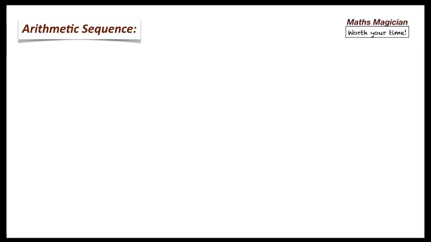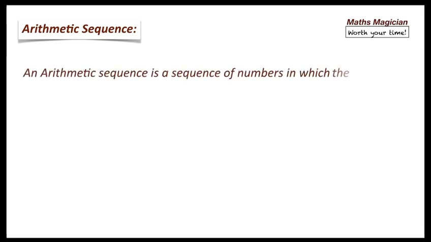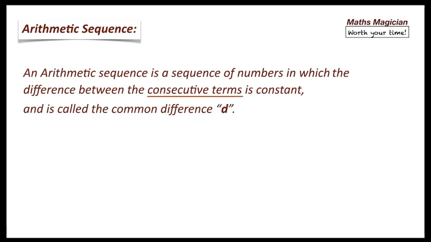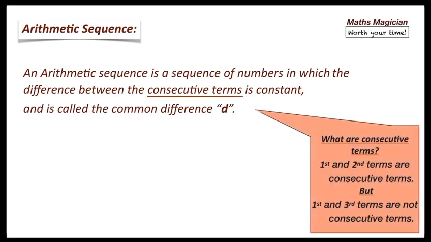Arithmetic sequence. An arithmetic sequence is a sequence of numbers in which the difference between the consecutive terms is constant and is called the common difference D. Now, what are consecutive terms? Terms that are next to each other are called the consecutive terms, and so first and second terms are consecutive terms, but first and third terms are not consecutive terms.